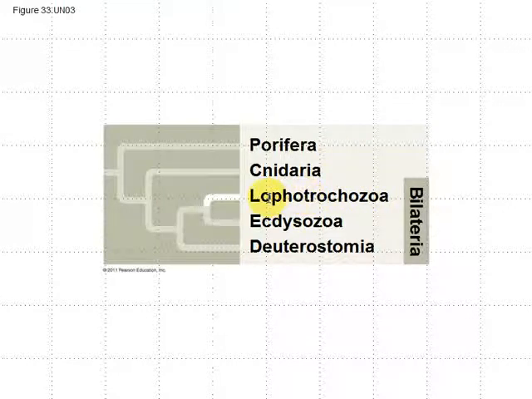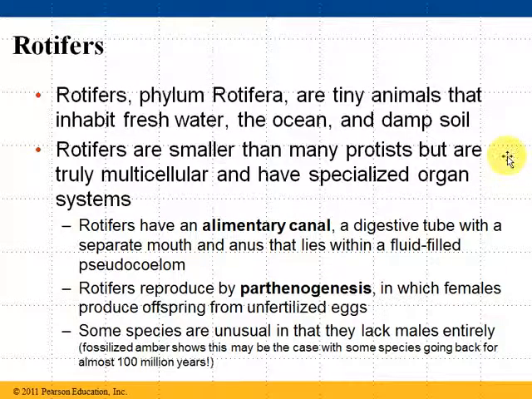These are all in the Lophotrochozoa. We're going to look at another one called the rotifer. So still in this particular group, these are all bilateral species, or they have bilateral symmetry. So let's go on and look at another example called a rotifer. Rotifers are very tiny little animals that inhabit freshwater, oceans, damp soils. They are smaller than a lot of protists, but they are multicellular, and they do have some specialized organs, so they're a little bit more complex than some of the other creatures we've looked at.